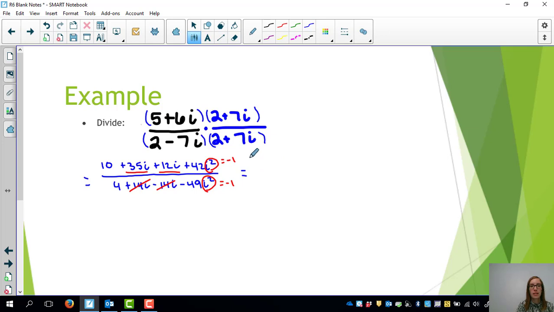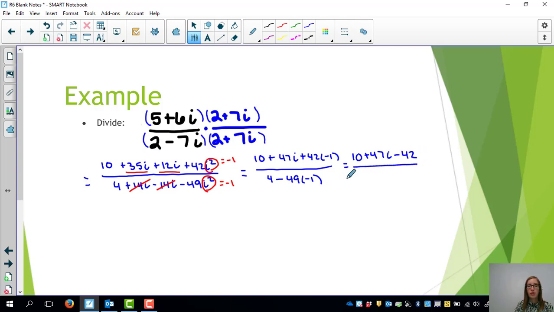So now we have 10 plus 47i, 35i plus 12i would be 47i, and then plus 42 times negative 1. In the denominator, we'll have 4 minus 49 times i squared was negative 1. So now in the numerator, we have 10 plus 47i minus 42 over 4. Negative 49 times negative 1 is positive 49.